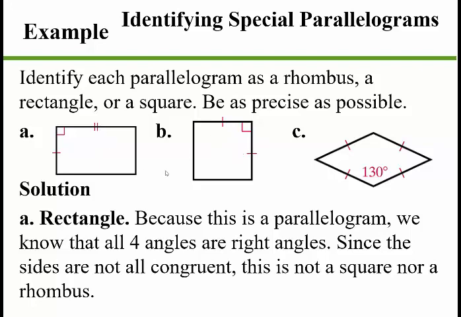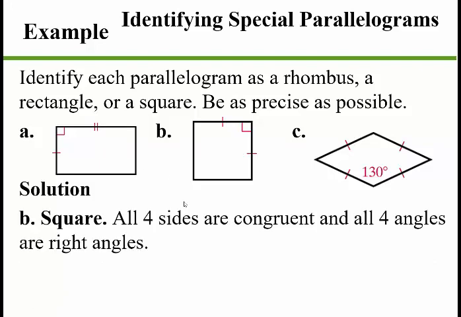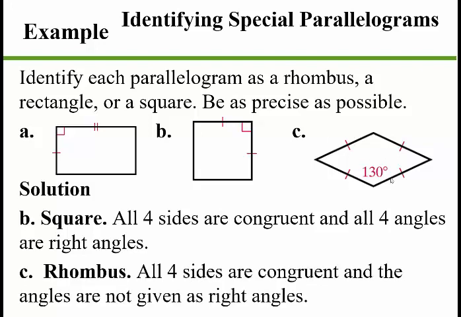B, what does this look like? Well, this obviously looks like a square. All four sides are congruent, and all four angles are right angles. And then over here we have four sides congruent, all right, but the angles are not all the same. So C is a rhombus. So all four sides are congruent, and the angles are not given as right angles. So that's not a square.